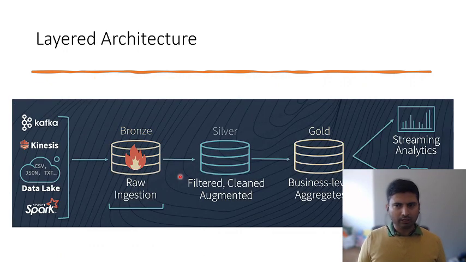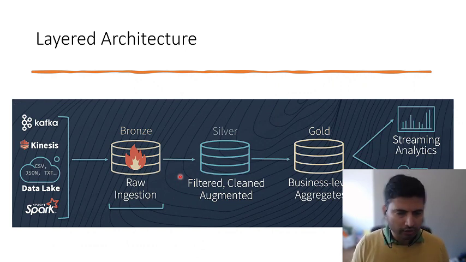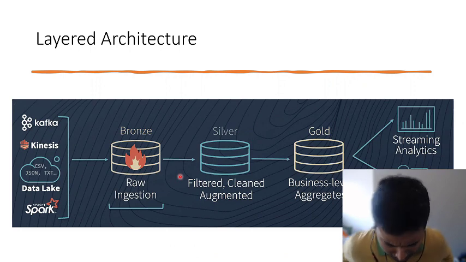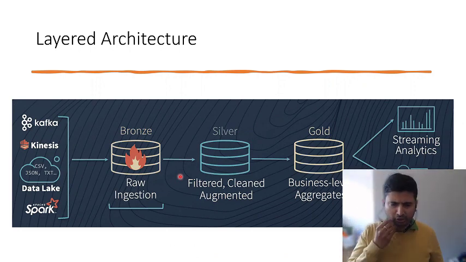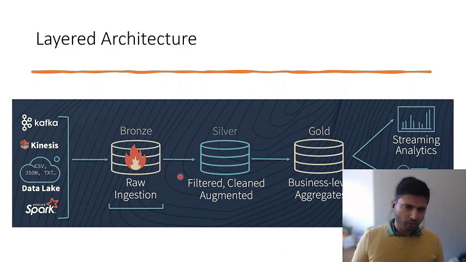Now the obvious question comes up: are we not storing data multiple times? Because I also said that in a layered architecture it takes a long time to load the data until it reaches and is visible to the users. So in this case also, there is a layered architecture, like you said, a bronze, silver, gold architecture.